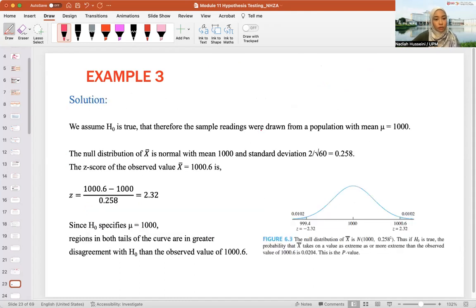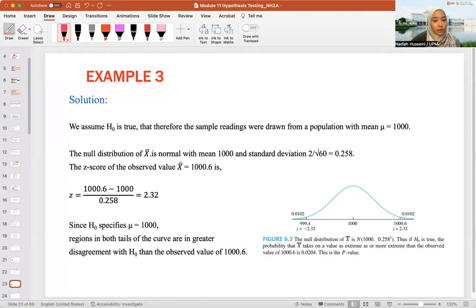Okay, so this is the solution. We assume that the null hypothesis is true. This is the step that we have to go through. We have defined the null hypothesis. We have defined the H1, the alternate hypothesis. We assume that the null hypothesis is true, and we try to prove it. It is true until it is proven otherwise. It is innocent until proven guilty.